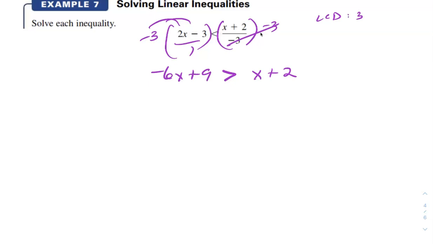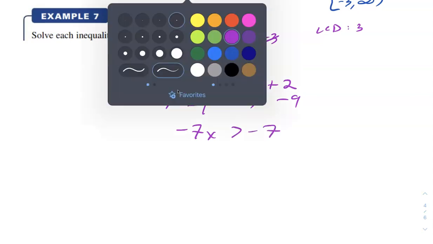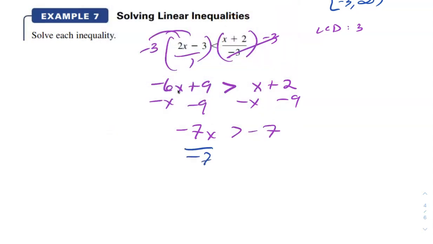Let's solve it. Like I say, when we solve inequalities, I like to keep the variable on the left-hand side. So let's subtract 9 from both sides, and let's subtract this x from both sides. So I get negative 7x is greater than negative 7. I can divide by negative 7 again. These cancel out. I do have to flip that though. So x is less than 1.